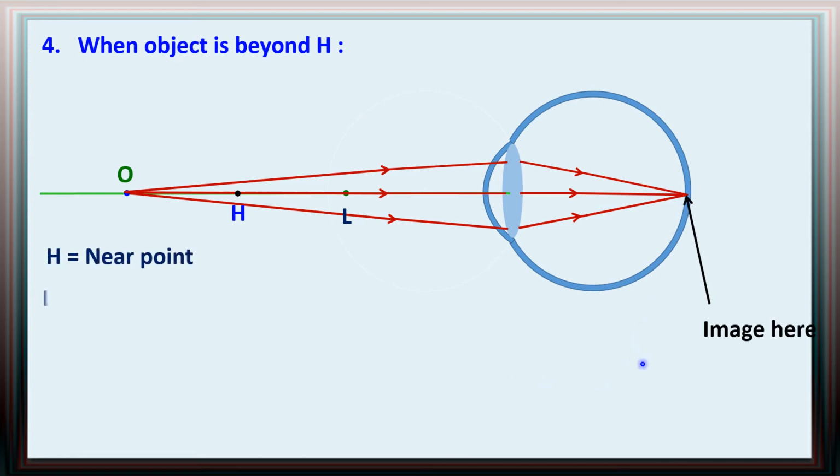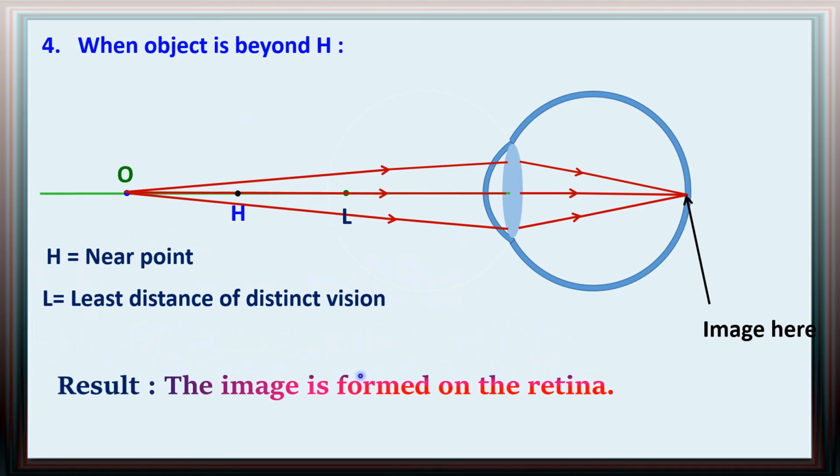H, next L. And what is the result of this ray diagram? You see here, the image has been formed on the retina, so he can see the point object placed beyond H. The image is formed on the retina.